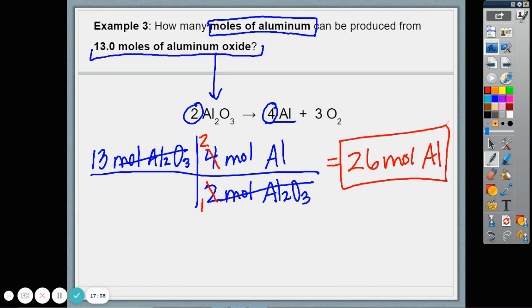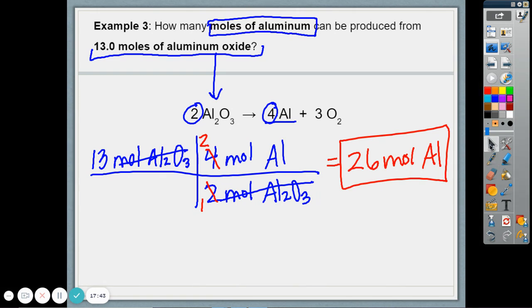And that is stoichiometry, going from moles to moles in a chemical reaction.